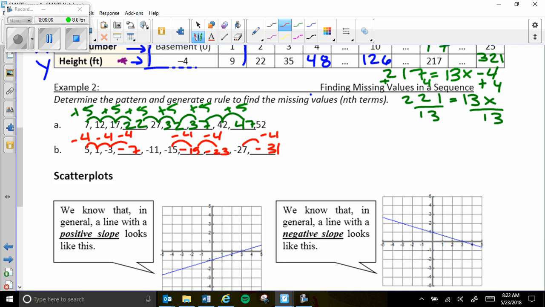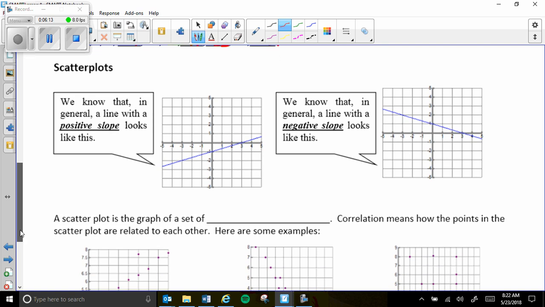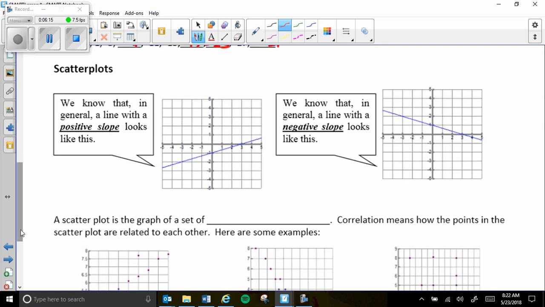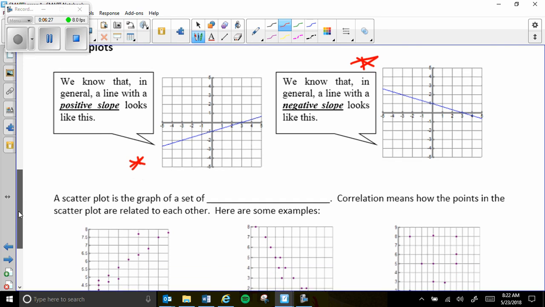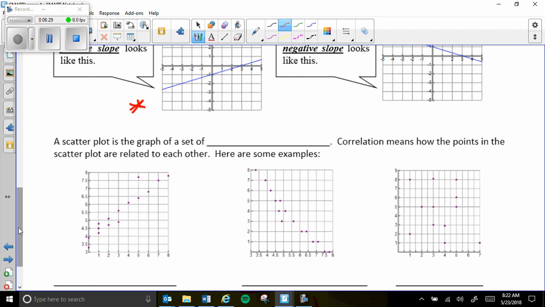If you have questions about how we got those, please make sure you pause your video before moving on. Otherwise, we will go look at scatter plots, which is our next section. We know that in general, a line with a positive slope looks like this. And in general, a line with a negative slope looks like this. So now we're going to talk about scatter plots, which are sets of data all together. A scatter plot is a set of ordered pairs.